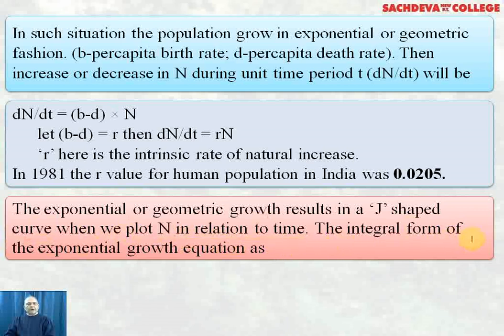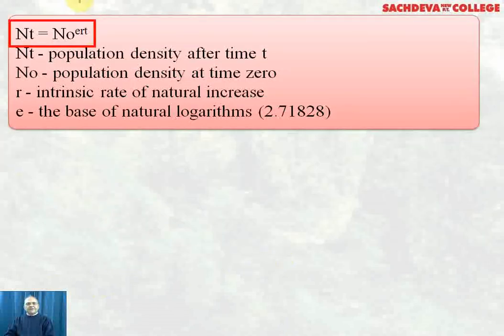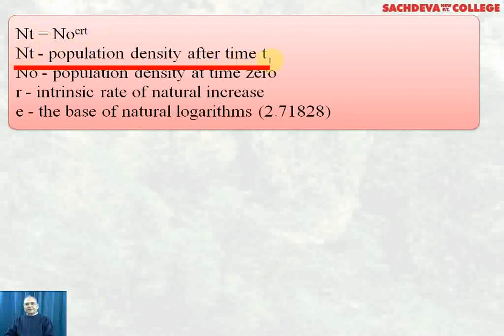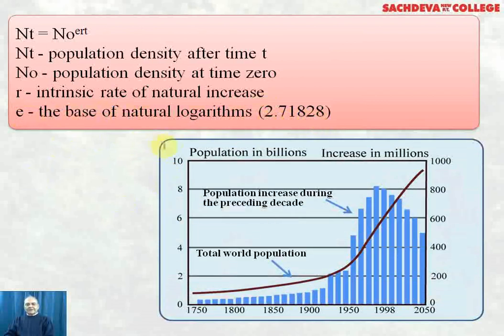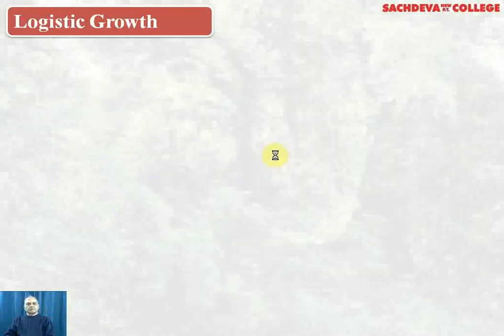The integral form of the exponential growth equation is Nt equal to N0 e^rt. Nt is the population density after time t. N0 is the population density at time 0. r is the intrinsic rate of natural increase, and e is the base of natural logarithm, 2.71828. Here you can see the growth curve.